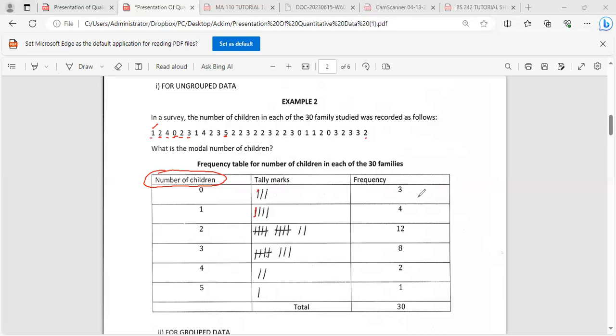So after that, the question was, what is the modal number of children? So they want the mode. So you go for the one that has the larger frequency. So where is the frequency highest here? 12. So it means the mode, that has 12. Yes, so it means the modal children, it's how much? 2. So it means majority of the families have 2 children. So the modal number of children is 2 children. So it means majority, 12 families have 2 children each. 8 families have 3 children. So the modal frequency is 12.